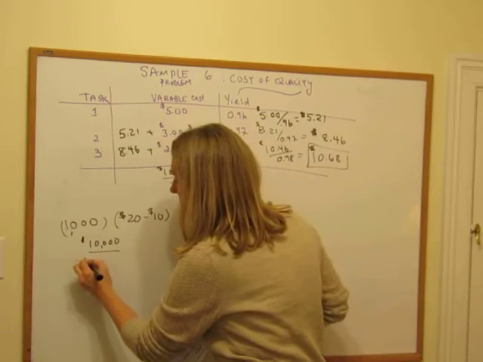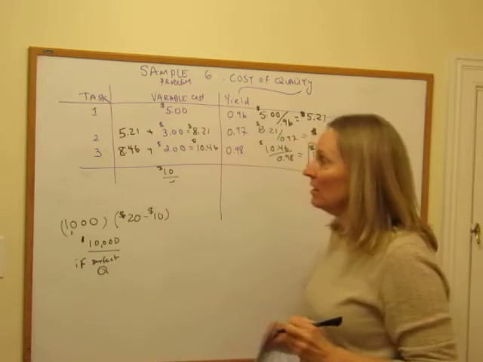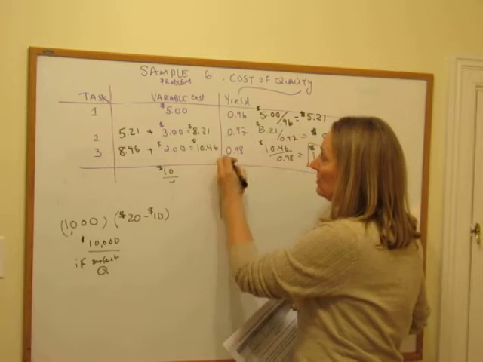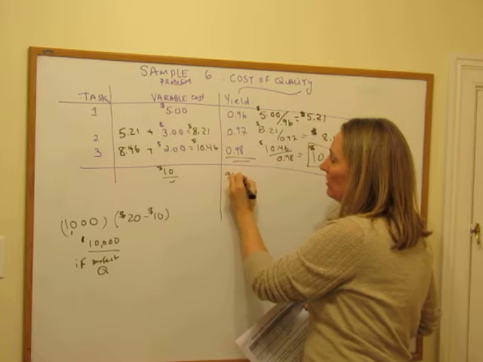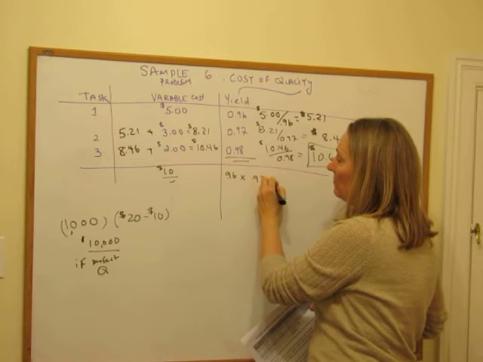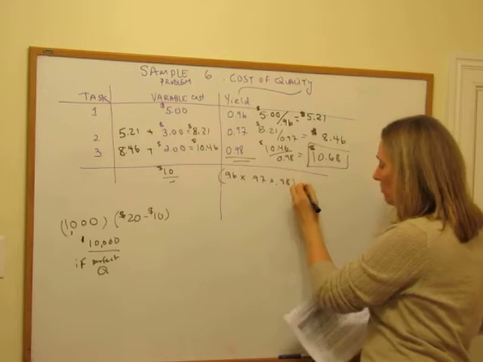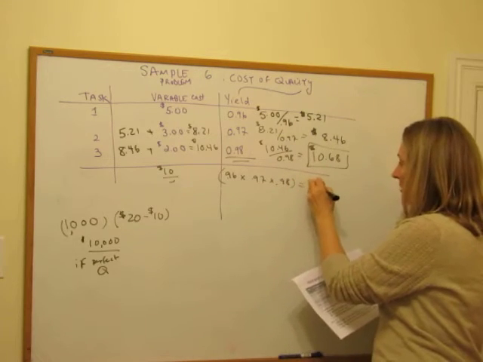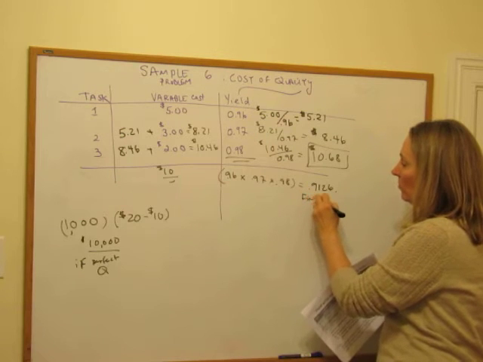But we don't have perfect quality. Instead, what we have is, out of the total process, we only get 0.96 times 0.97 times 0.98. This is the total yield, which turns out to be 0.9126, our final yield from the whole process.